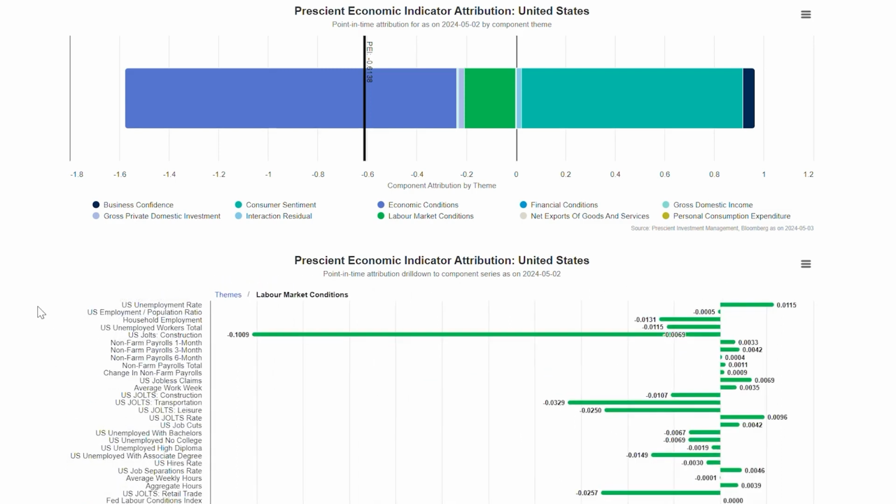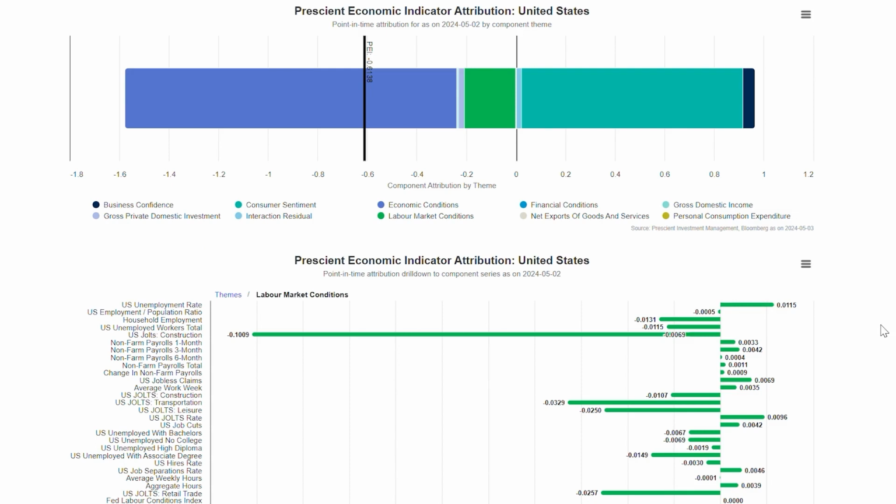So the Fed pays particular attention to the US labor market. One of their mandates is to try and keep the US labor market at what they would call full employment, so running on full steam. What a lot of people look at is this US unemployment rate, which is this tiny little bar here, which is positive. So US unemployment is near all-time lows.